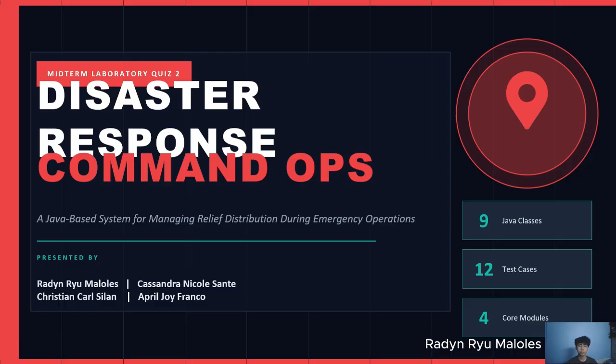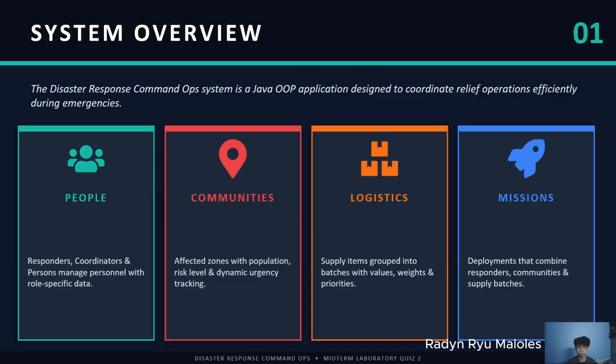I am Radyn Ryu Maloles and today we are tasked to do the Disaster Response Command Ops. This is a Java-based system specifically designed to manage and streamline relief distribution during emergency operations. Before we dive into the technical details and architecture, I would like to introduce the development team behind this system. I am joined today by my teammates, Cassandra Nicole Sante, Silan, and April Joy Franco.